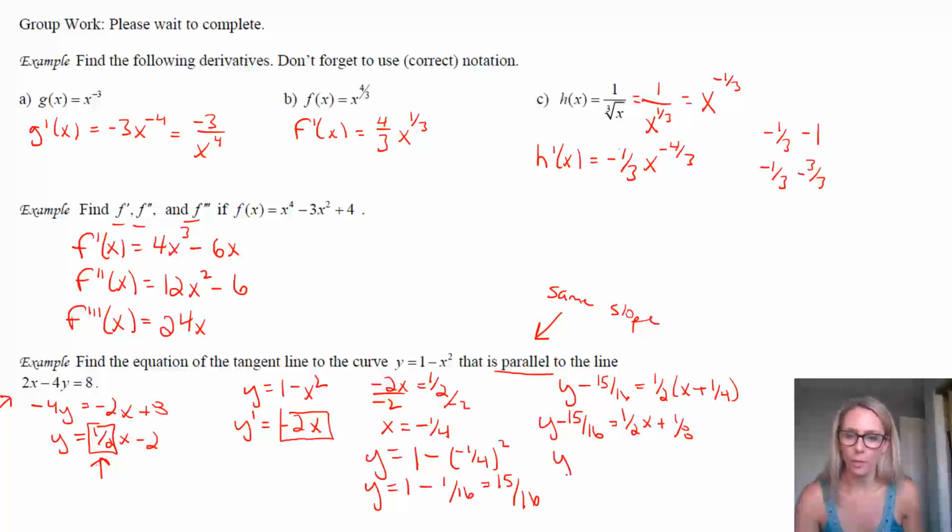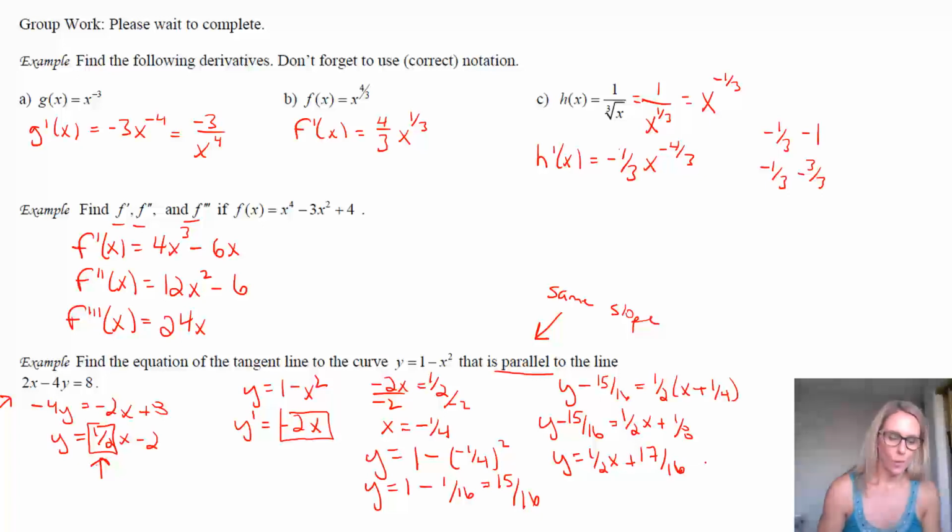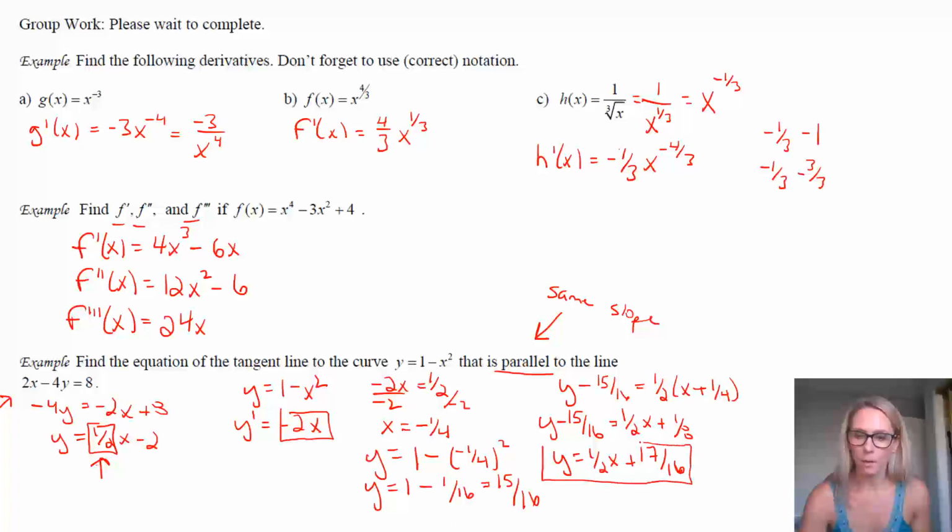And then we're going to add the 15/16. So we have 1/2 x, and we're adding 15/16 to 2/16, so that's 17/16. So yeah, it's got some fractions there, but that's okay. So this is the equation of our line. This line is parallel to this line over here. It's just that this line is tangent to the curve y equals 1 minus x squared. And that's why the derivative comes into that situation.